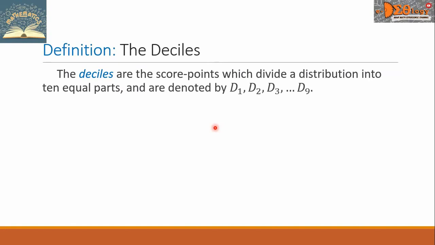Let us define the deciles. The deciles are the score points which divide a distribution into 10 equal parts and are denoted by d sub 1, d sub 2, d sub 3 up to d sub 9.